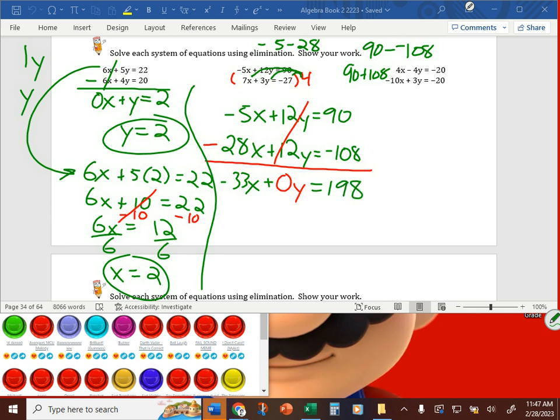So, negative 33x plus 0y equals 198, or since that 0y is just 0, negative 33x equals 198. And now I have a one-step equation to solve. Divide both sides by negative 33. And x equals negative 6. That looks right. Okay? We're not done yet, so let's solve for y. But I think we've done the hard part here. Okay? Questions on this? Yeah?